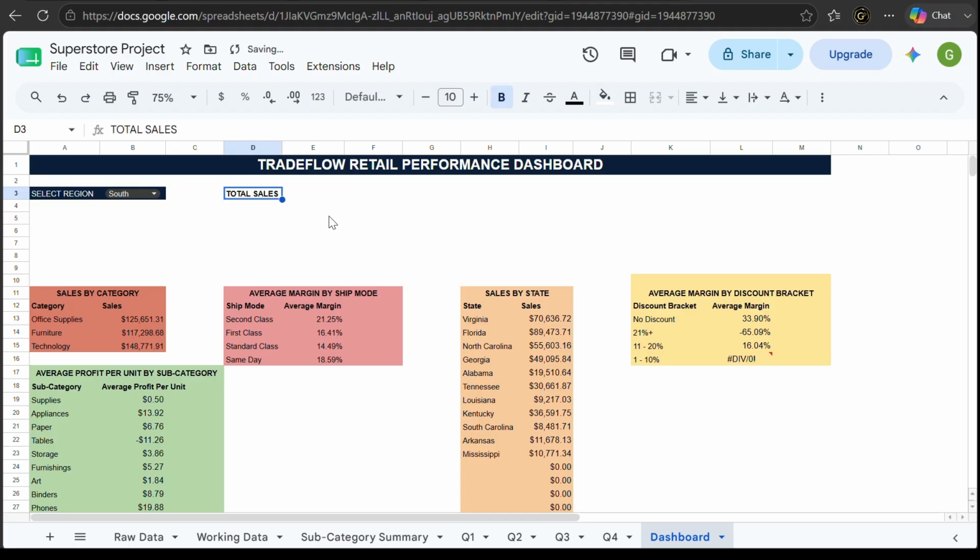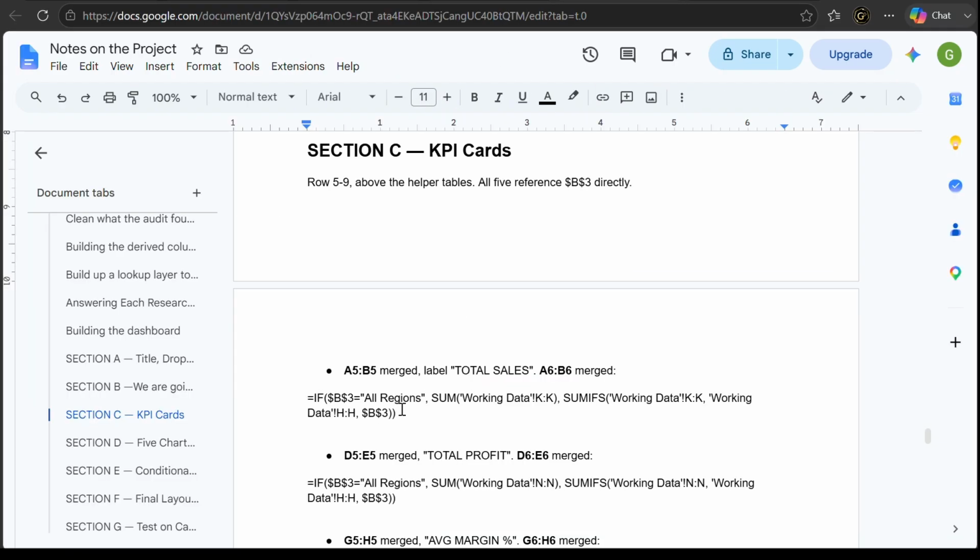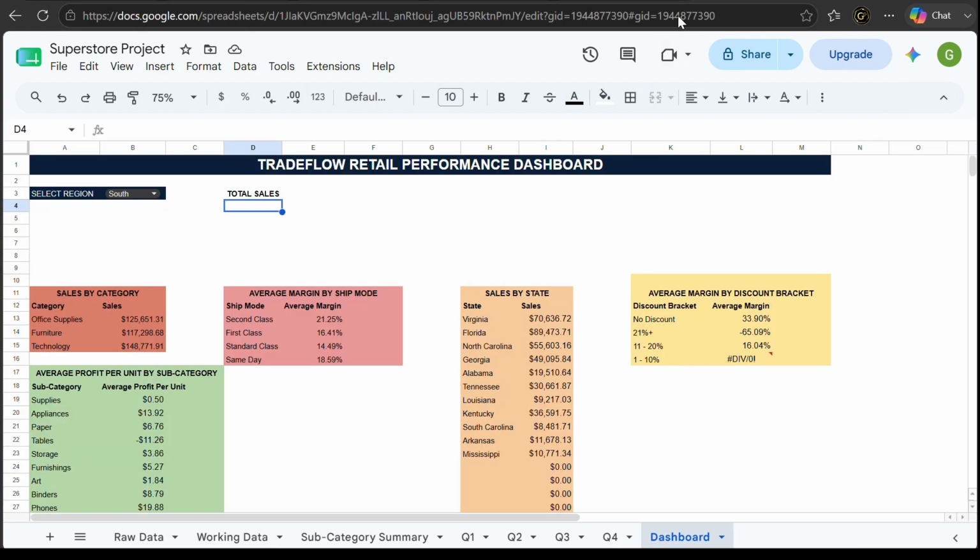And then I think I should make it bold, and I should make it at the center. So inside here, I'm going to simply use this particular formula. Now what this means, again, I'm still referencing the filter, and I'm trying to sum all the sales from our working data, right? And then this second sum if is for the case of filtering. You are trying to sum all the working data for our various regions based on the region that has been selected here. So I'm just going to do Ctrl C and then Ctrl V.